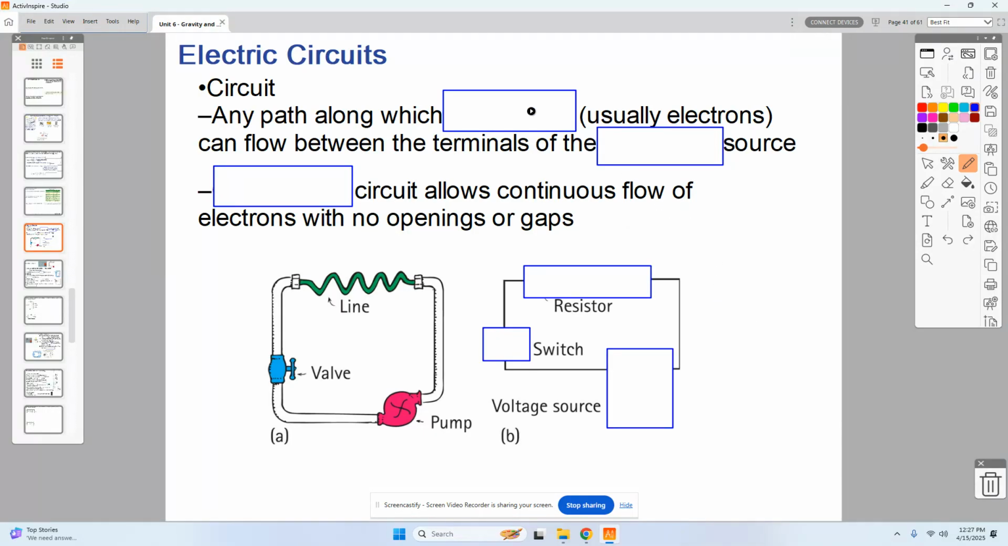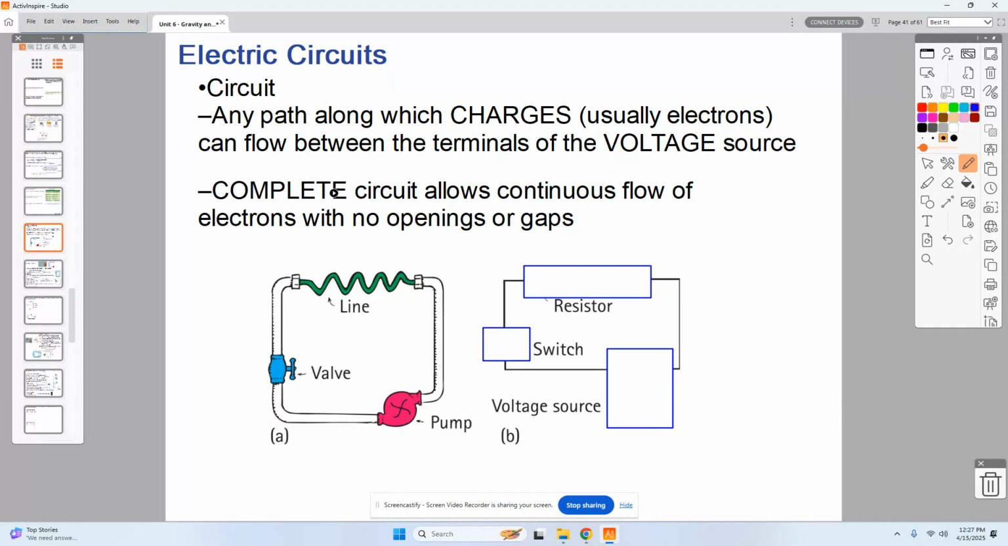Any path along which charges, usually electrons, can flow between the terminals of the voltage source. Remember, the electrons are the things that are loosely held to the parent nucleus, and so they're the charge carriers for electricity. That voltage source could be a battery, it could be a generator, anything that's able to provide a potential difference to drive those charges. You need to have a complete circuit in order for electrons to actually flow. So it's got to be continuous flow with no openings, no gaps.